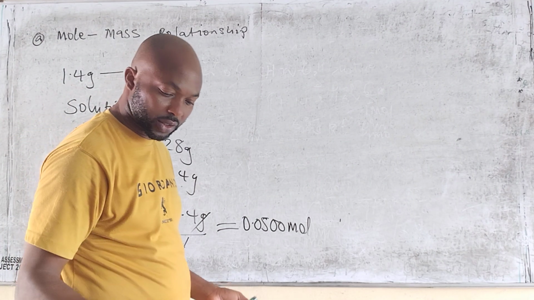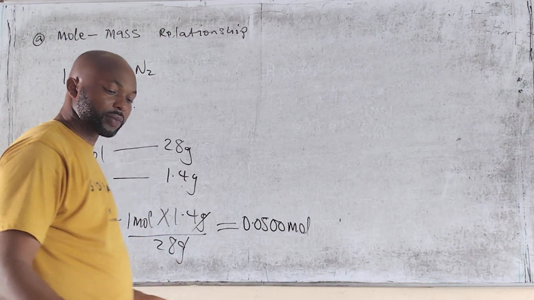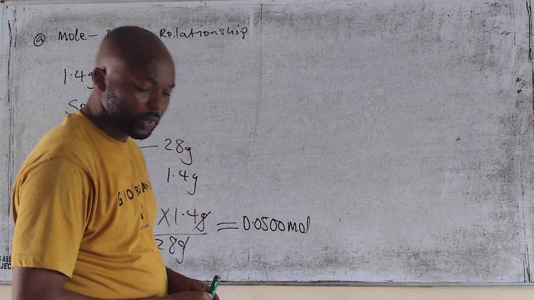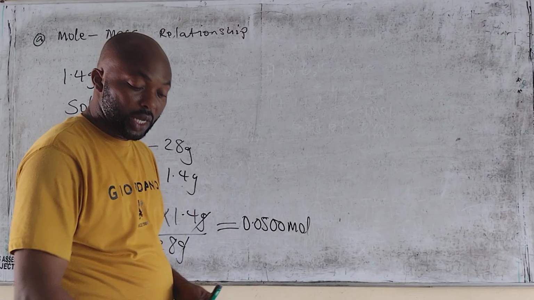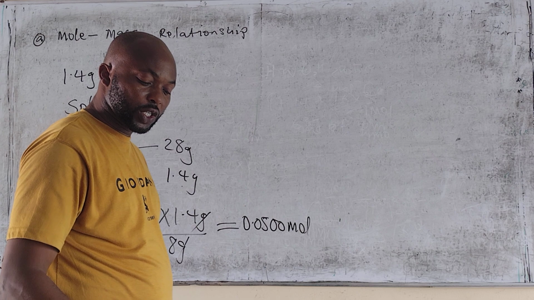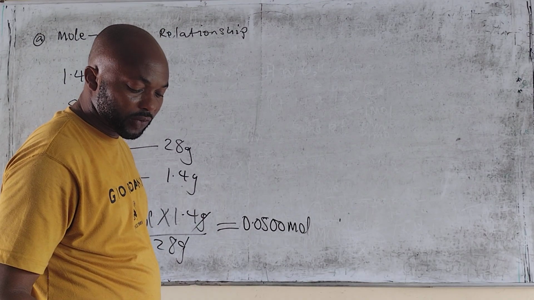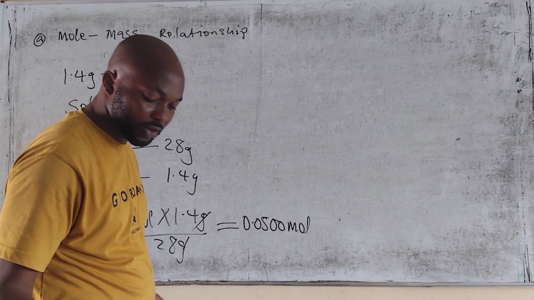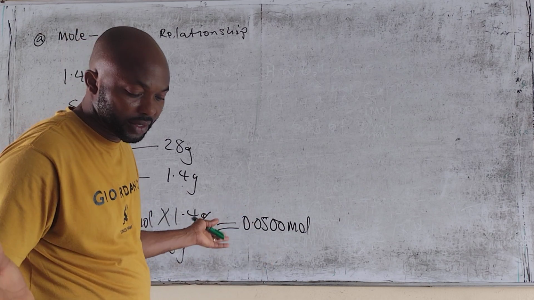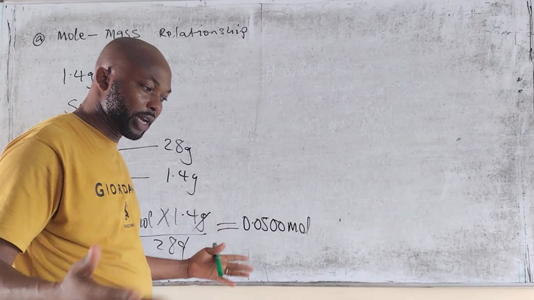Do we have more questions? I don't know if we should take one more. Okay, let's take one more. Calculate the number of moles of the following substances. 32 grams of oxygen atom, 35.5 grams of chlorine molecule. Those ones could be your assignment. Take them as the assignment.